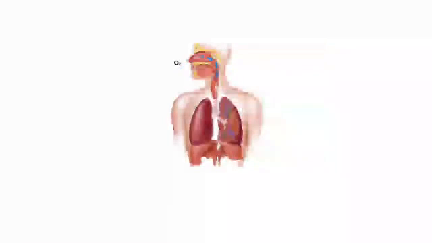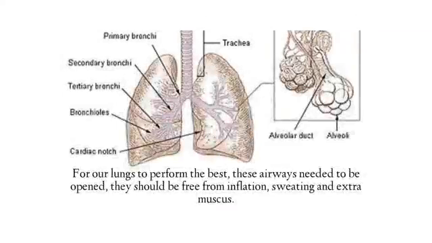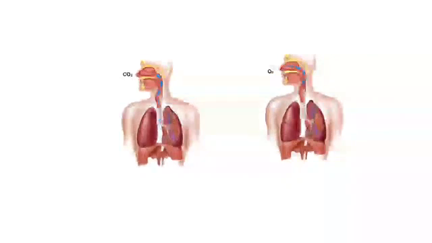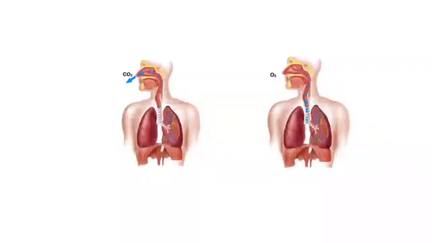Breathing starts when we inhale air into our nose or mouth. It travels down the back of our throat and into our windpipe, which is divided into air passages called bronchial tubes. For our lungs to perform their best, these airways need to be open. They should be free from inflammation or swelling and extra mucus. Inhalation and exhalation are how our body brings in oxygen and gets rid of carbon dioxide.